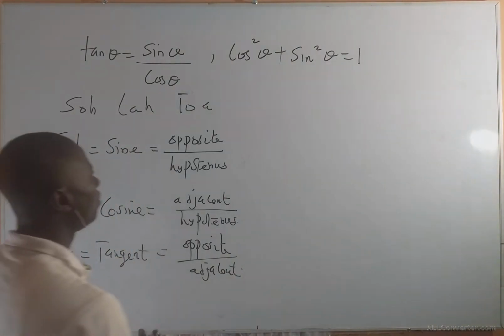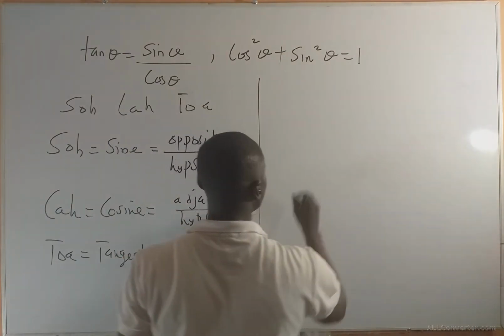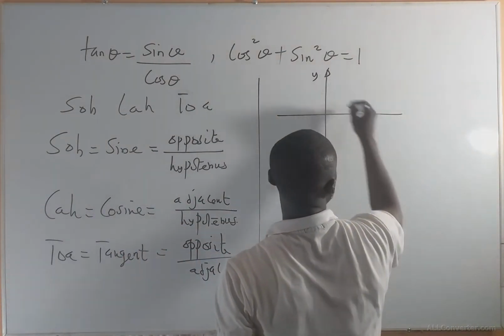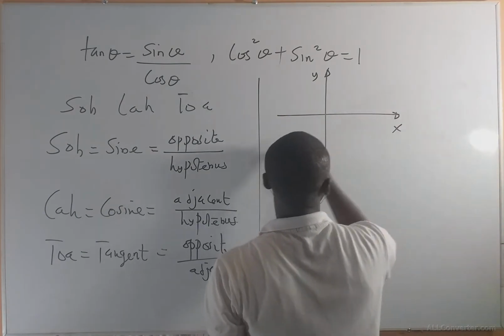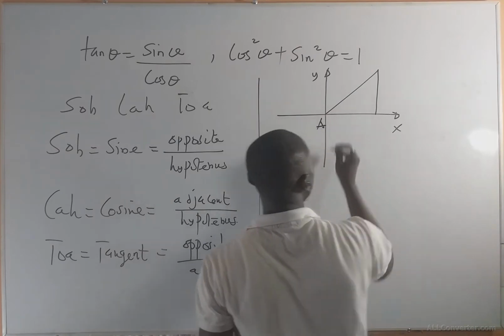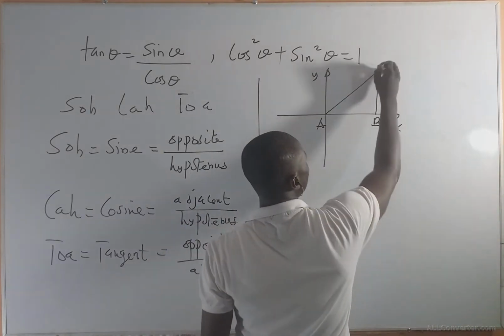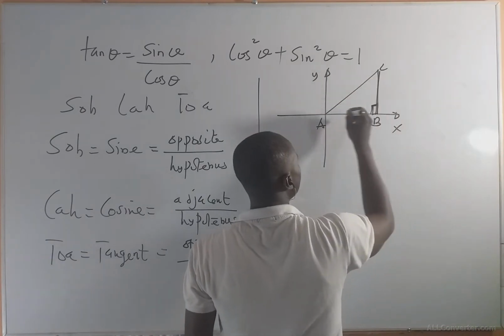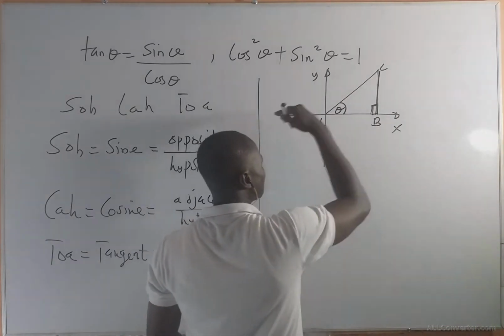Okay, so now we are going to consider something. Let's consider the diagram of the XY plane. We have Y here, we have our X here. Let's consider a right angle triangle. We have A here, B here, C here. It's a right angle triangle at B, so the angle at B is 90 degrees. The angle with respect to the x-axis is theta.